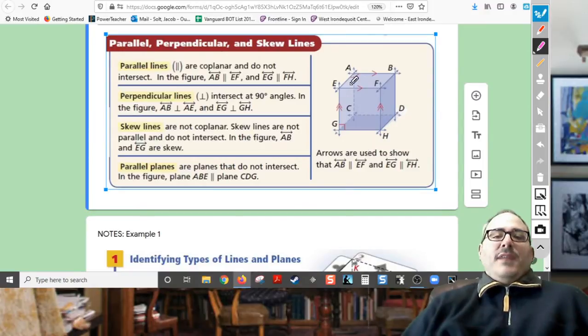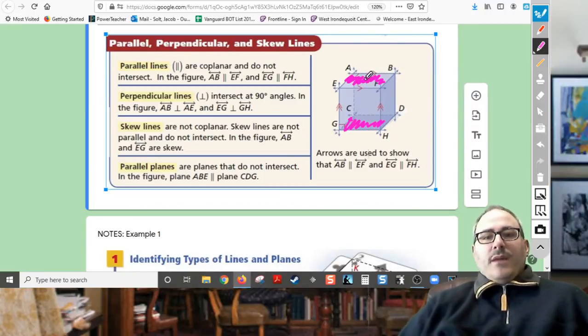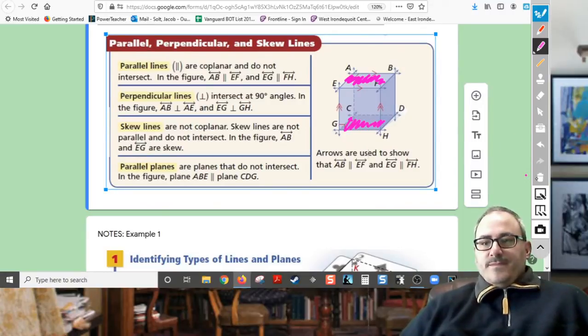And then parallel planes. Do you see how if this was a playing card or sheet of paper, ABE, this plane here, is parallel to plane CDG. So CDG is parallel to this little plane here. So this plane here, you kind of fill it in. It's parallel to this plane. All of this right here. These two planes are parallel. They are planes that will never touch.